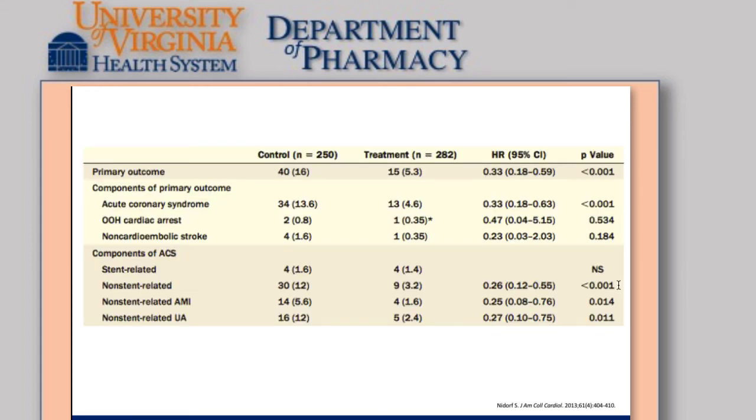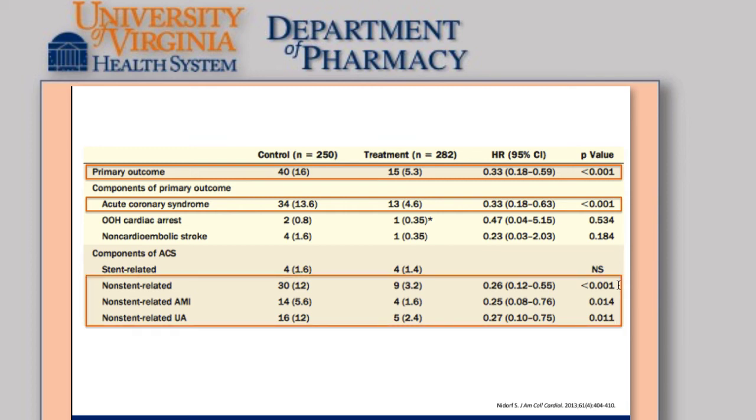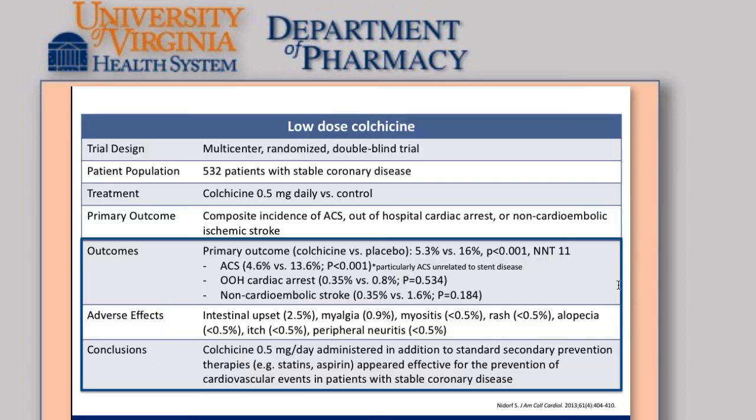When we look at the primary outcome, we see that it was statistically significantly reduced. This was primarily driven by the reduction in acute coronary syndrome. And of acute coronary syndrome, colchicine was most likely to reduce the incidence of non-stent-related acute coronary syndrome.